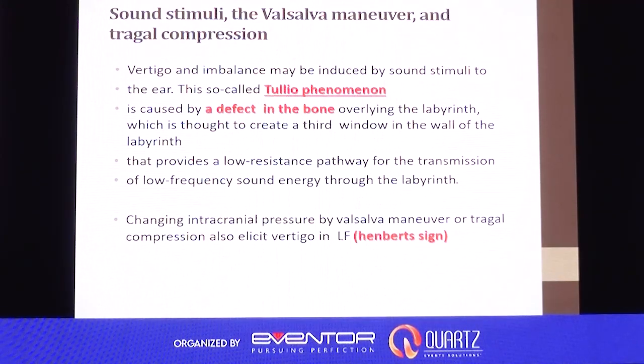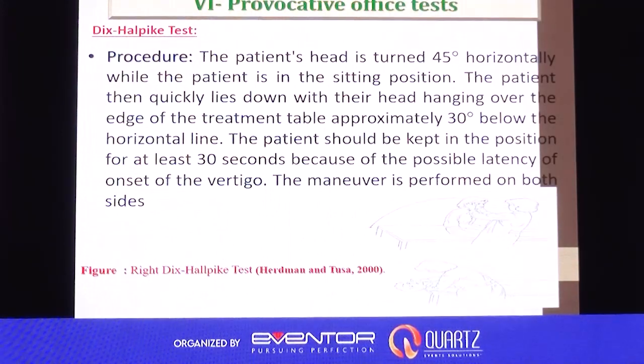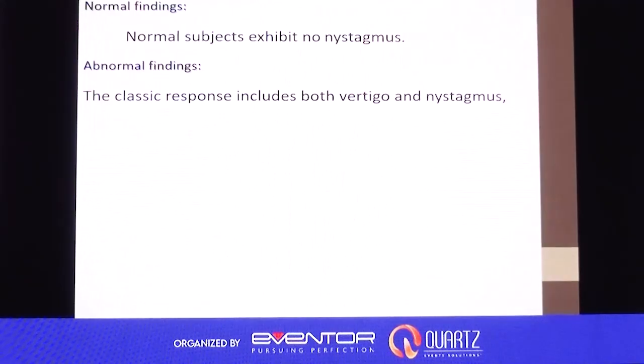Also, changing the intracranial pressure by Valsalva maneuver or tracheal compression elicits vertigo in the labyrinthine fistula, what is known as Hennebert sign. Other provocative tests can be done. The Dix-Hallpike will be discussed in detail in the next 2 lectures with Dr. Mohammed Mustafa and Dr. Samir.